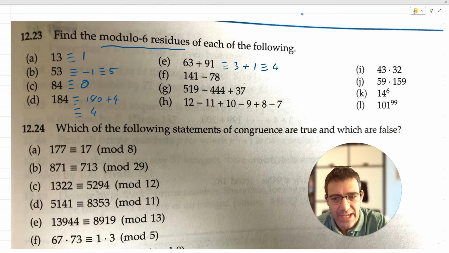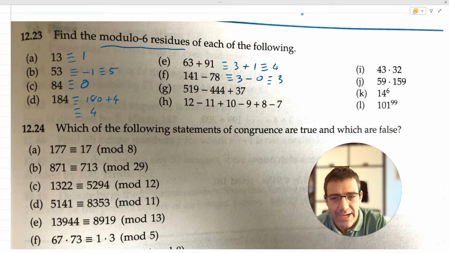141 minus 78. Well, 141 is a multiple of 3 because 1 plus 4 plus 1 is 6. So it's in the 3's times tables, but it's not even. So what we can say is that 141 is 3 more than 138. And 138 is even and a multiple of 3. So we can say it's 3 because it's 3 more than 138. And 78, 7 plus 8 is 15. 78 is also even. 78 is a 0 mod 6. It's in the 6's times tables. So this is going to be a 3.